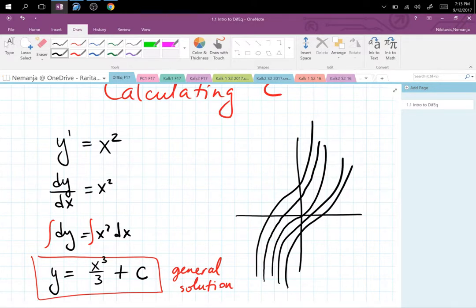Shifts up and down. That's all it does. So in this case, if c is 0, then you have the one that goes through 0, right? But then as soon as your c is plus 1 or minus 10 or whatever, it's going to be somewhere. The general solution will always give you an infinite stack of whatever your function is.